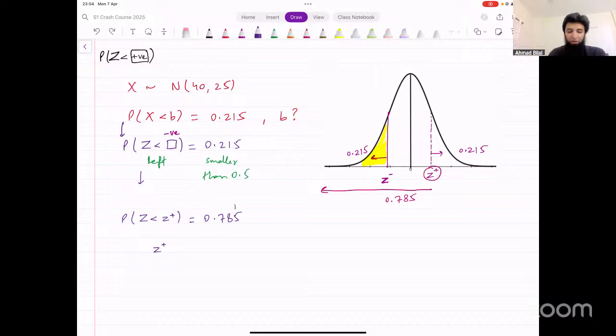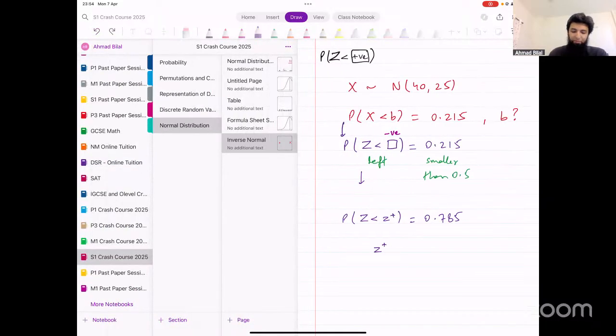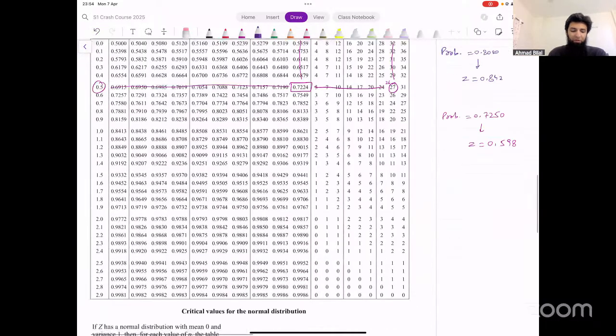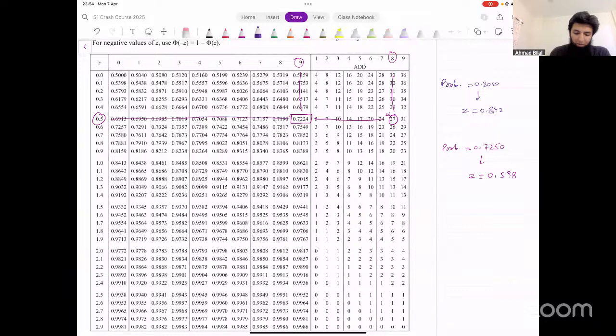And now what we do is we go to the table and we find this z value corresponding to 0.785. Let's go to the table and see where 0.785 is. 0.7850. The probability is supposed to be 0.7850. That's what we are looking for. 7850. Okay, we've got 7823 here.